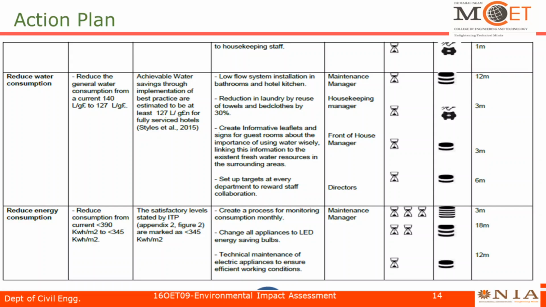So reduce energy consumption from the current 390 kilowatt hour per meter square to 345 kilowatt hour per meter square, right? The satisfactory level stated by ITP is 345 kilowatt hour per meter square. So what we have to do is create a process of monitoring the consumption monthly, change all the appliances to LED bulbs, and do technical maintenance of electrical appliances to ensure efficient working conditions.